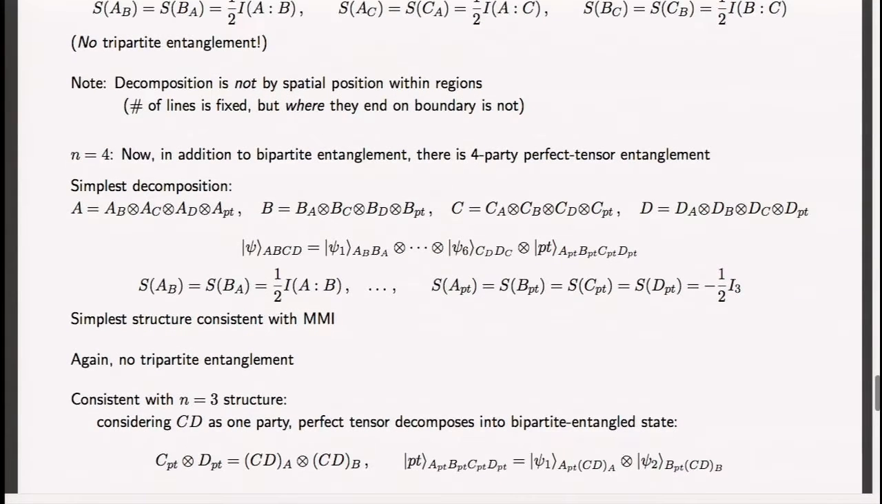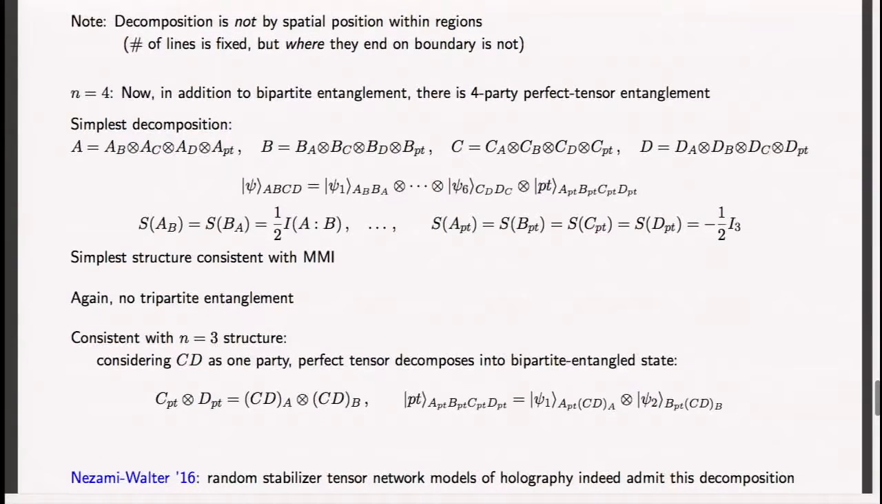Okay? And as a final piece of evidence, Michael Walter and Sepehr Nezami showed that in these random stabilizer tensor network models of holography, you get exactly this structure at leading order in large N. There's no tripartite entanglement, there's no GHZ type entanglement. The leading part of the entanglement is just perfect tensors and bipartite. Okay? So to the extent that you believe in tensor network models of holography, you can consider this as a piece of supporting evidence.